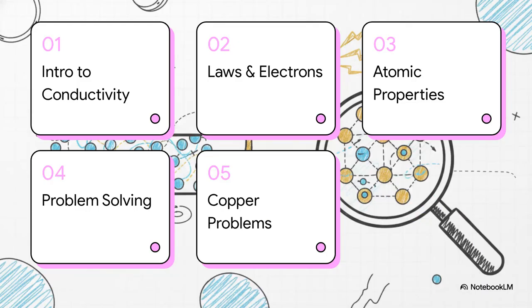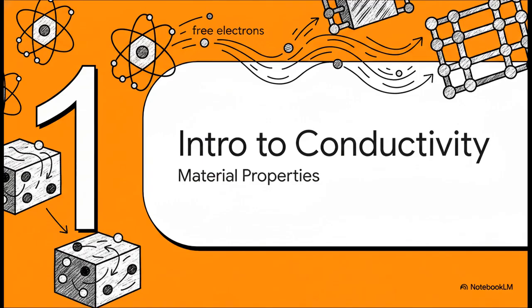Here's our roadmap for today. 1. An intro to electromagnetics conductivity. 2. The basic laws of electron movement. 3. Linking atomic properties to conductivity. 4. Practical problem solving, and 5. Advanced problems in copper. We'll move smoothly from the theoretical derivations on page 8 straight into the practical applications on page 9. Section 1. Let's kick things off by observing the drastic differences in material properties.